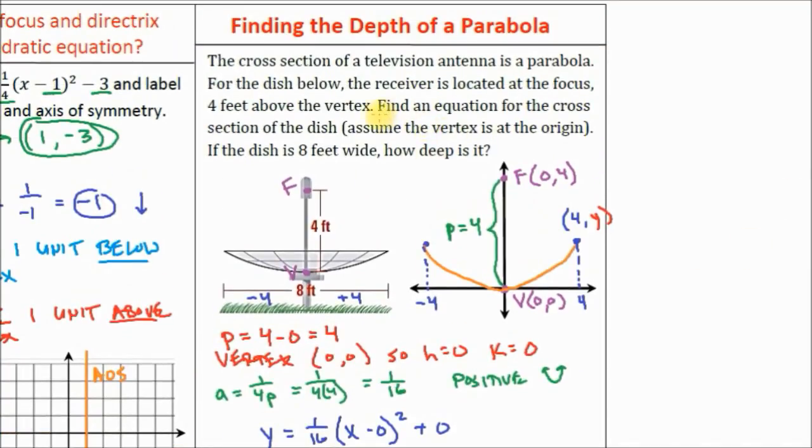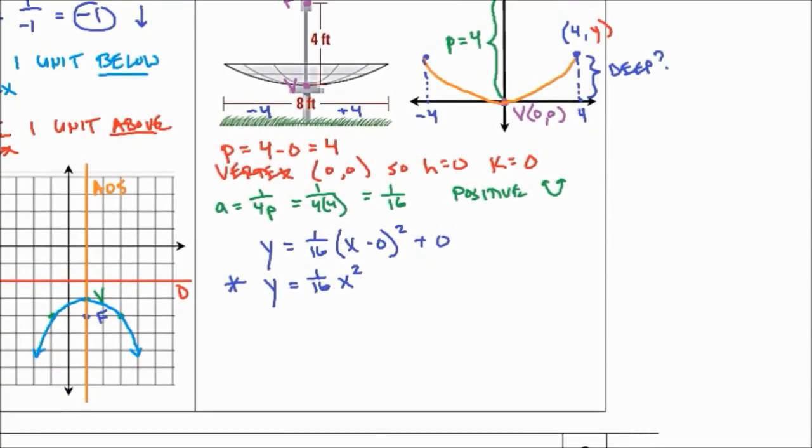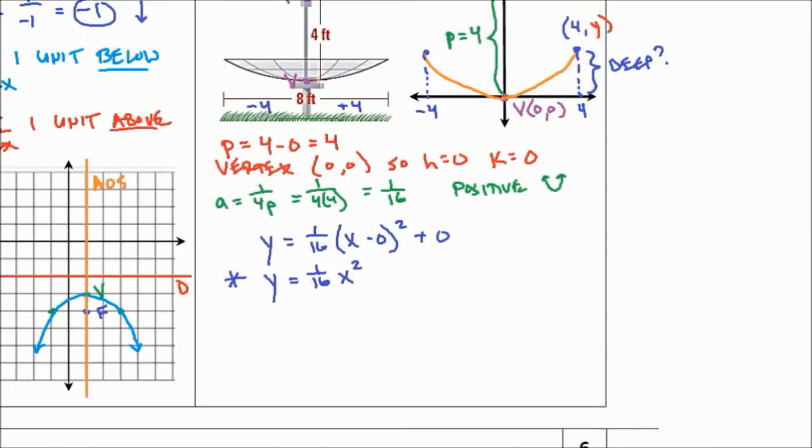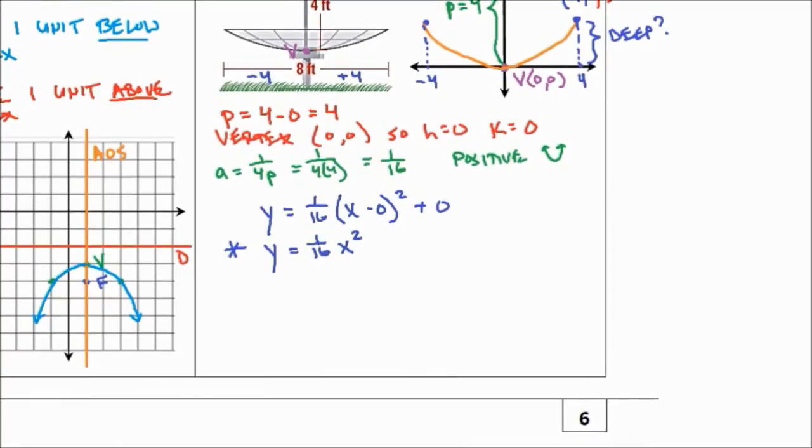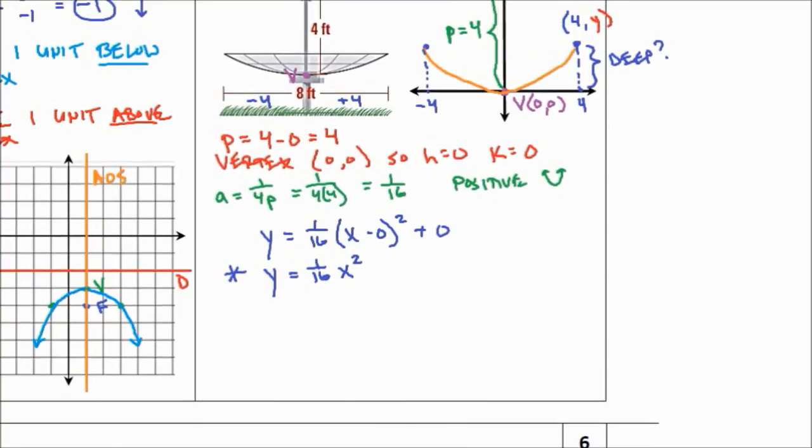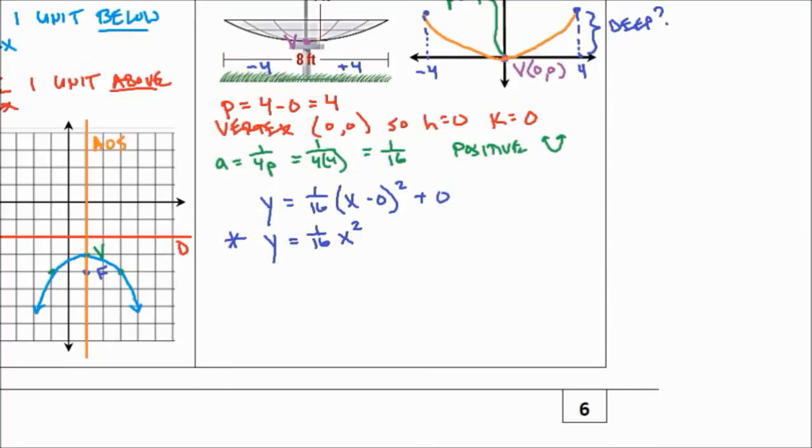What is our equation? The next question: if the dish is 8 feet wide, how deep is it? They want to know how far this distance is from the end point to the top. So this is how deep it is. All we've got to do, class, is substitute this point into our parabola equation and solve for y, because we know what x is. So let's substitute that in.